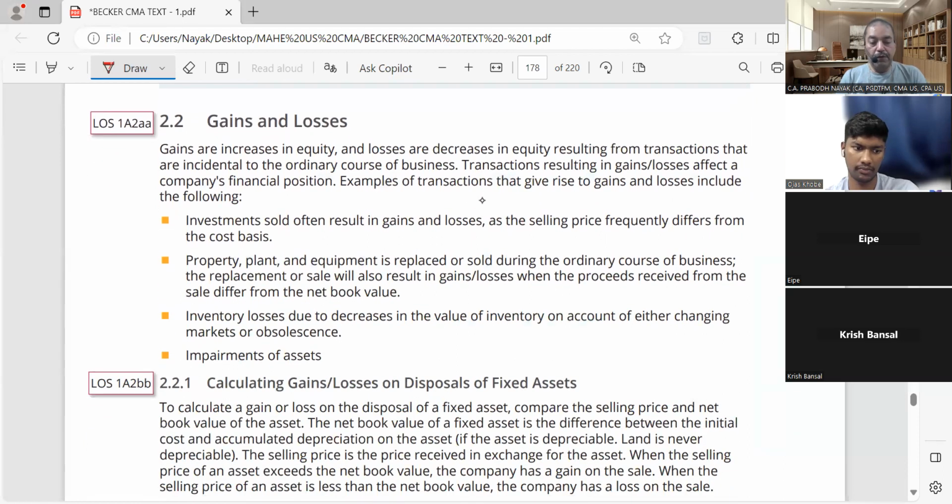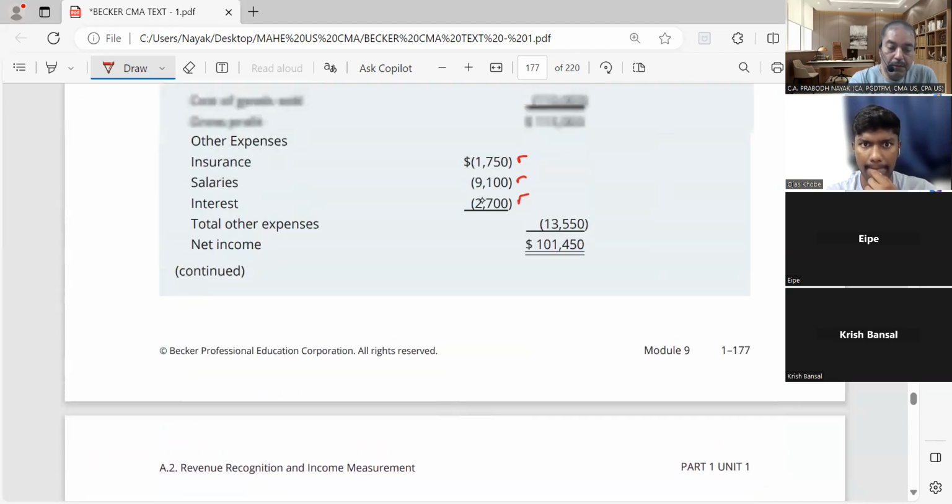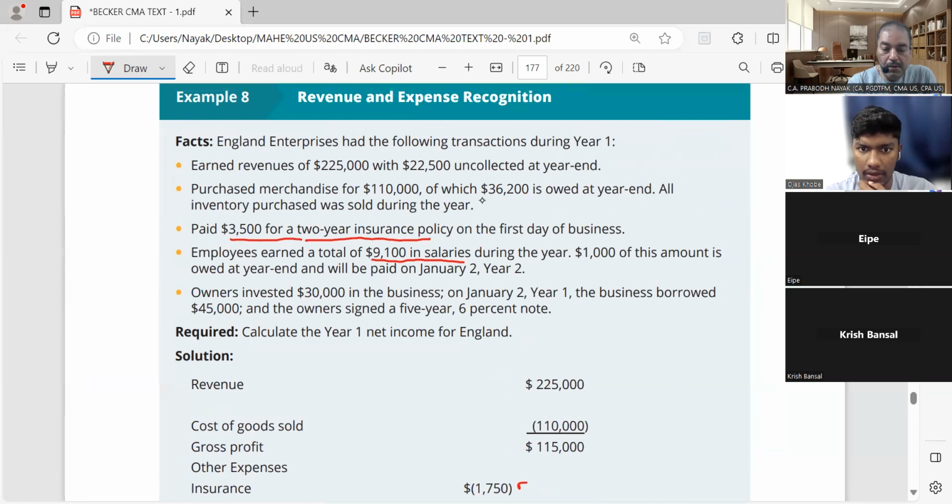Then we have gains and losses. Sir, in the illustration for inventory, there was one more point given in the question. This 36,200 is owed at year end. Second point: purchased merchandise for 110,000, of which 36,200 is owed at year end. That is the purchases outstanding to suppliers. So this will come in the balance sheet as creditors. 36,200 is creditors.